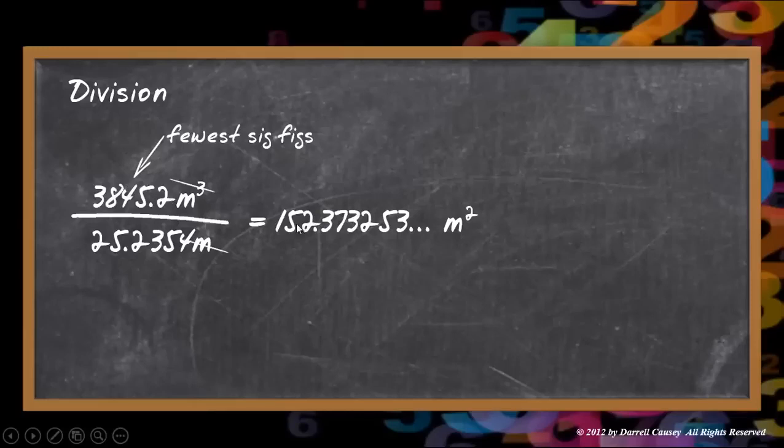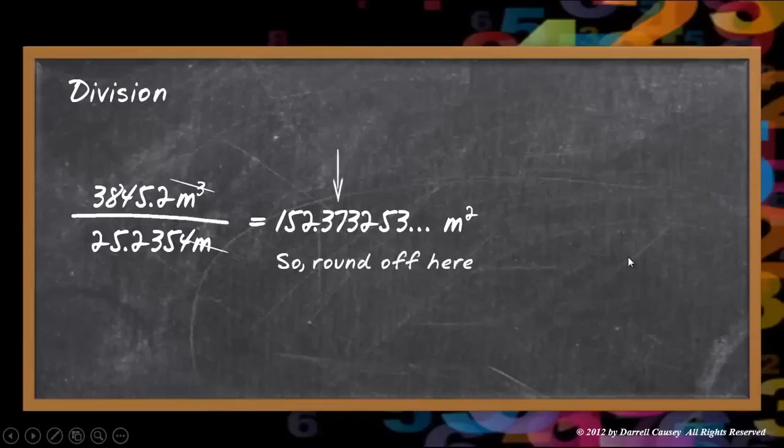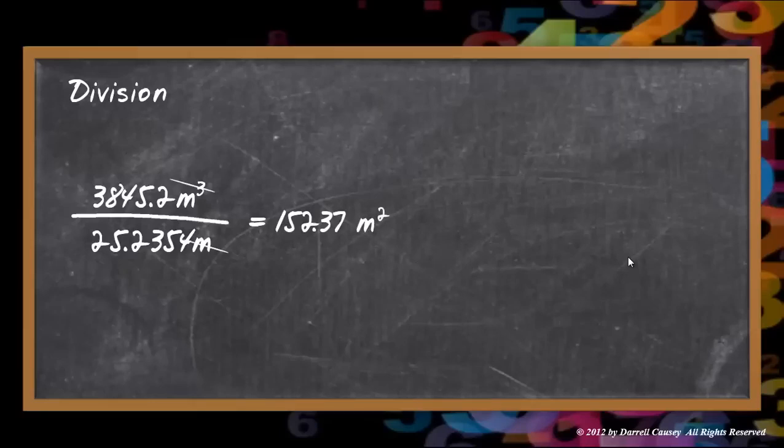And so I'm going to count out 5. 1, 2, 3, 4, 5. So we're going to round off right there. And our answer is going to be 152.37 meters squared. All right.